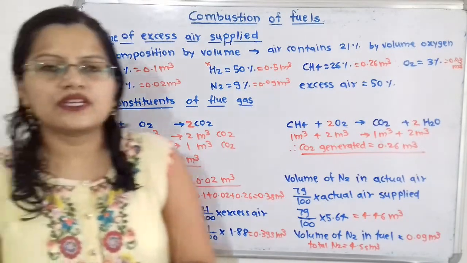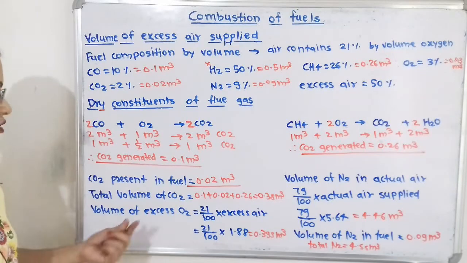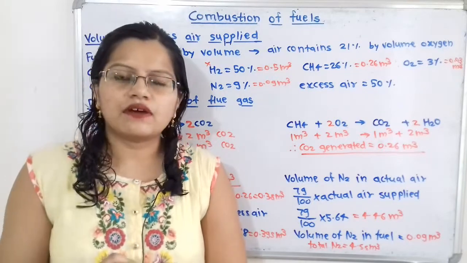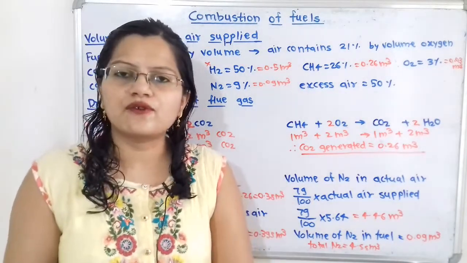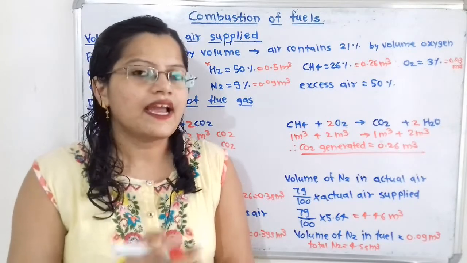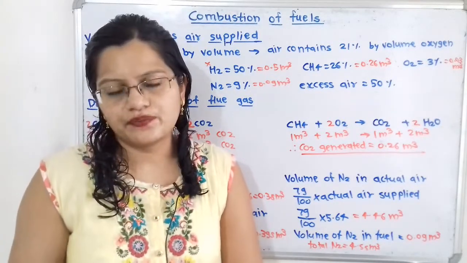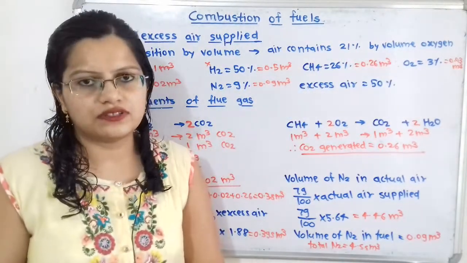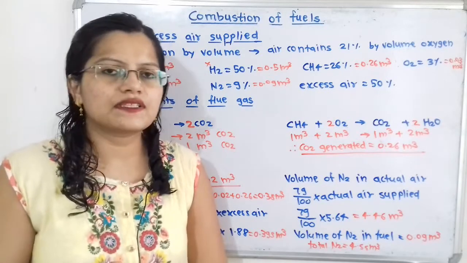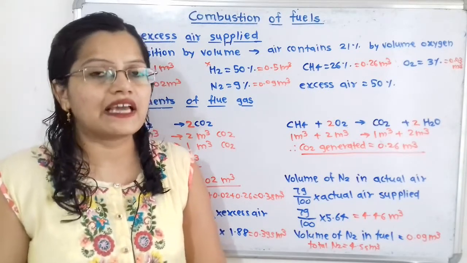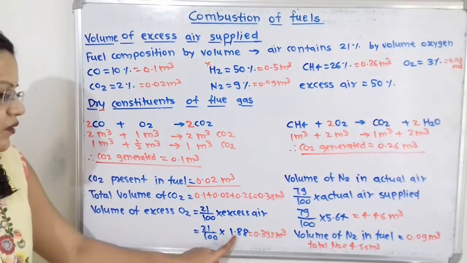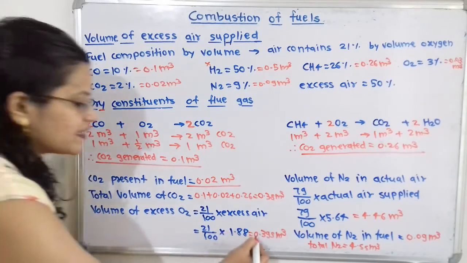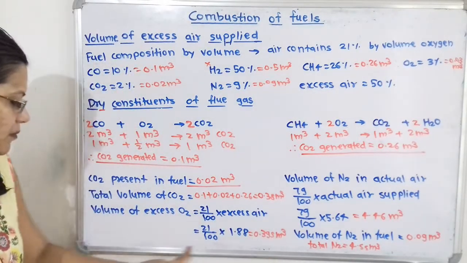Now we will find out the volume of oxygen. How do we calculate this volume of excess oxygen? This is the volume of oxygen present in the flue gas because of excess air supplied, and this oxygen is not getting used. It is given that air contains 21% by volume oxygen. So we have to take this 21% by volume of oxygen multiplied by the excess air. The excess air is 1.88 meter cube. So 21 by 100 into 1.88 is equal to 0.395 meter cube. So this is the amount of oxygen.